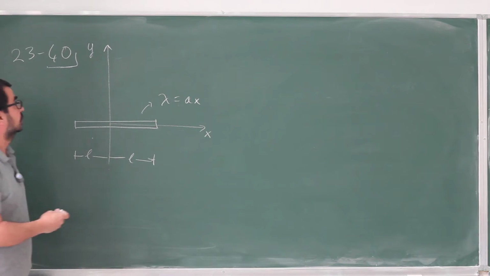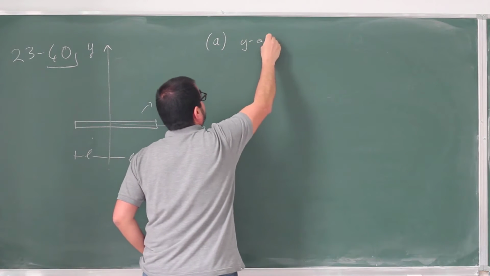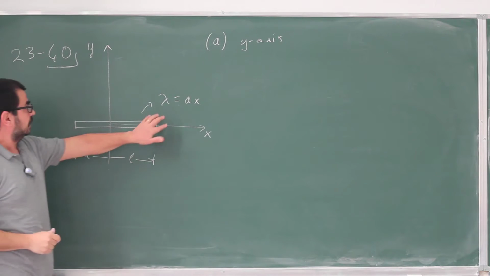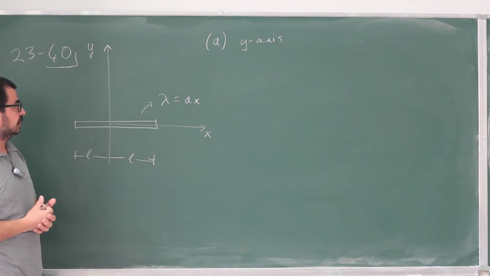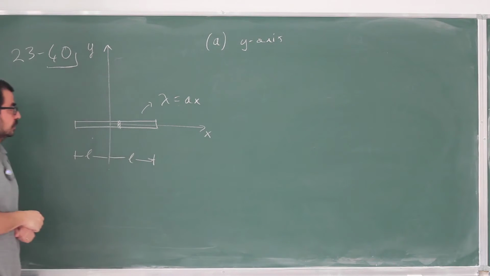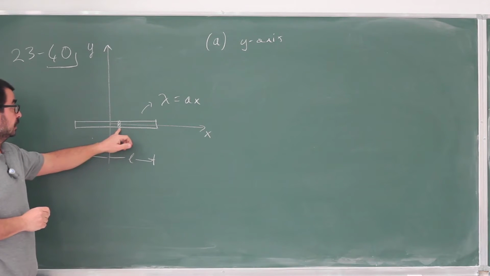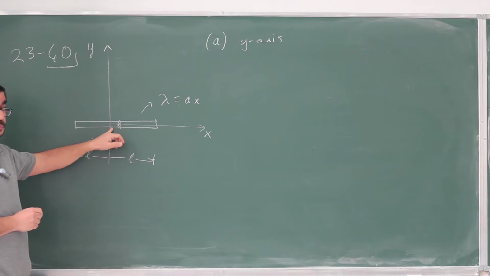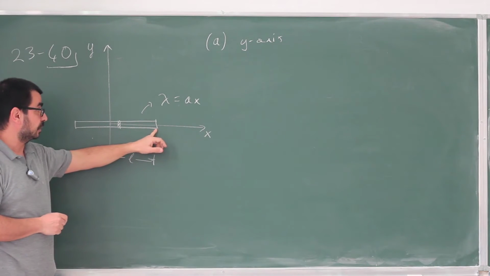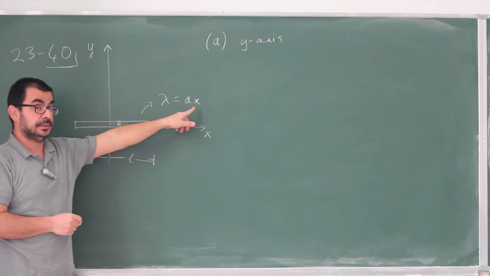Okay, so let's start with part A, y-axis points. Now, when you look at this charge density, and if you consider a little part on this rod, the charge on this little part is going to get smaller and smaller as you come to the origin, and larger and larger as you move away from the origin. It's going to have its maximum value at the end of the rod, and as you pass through the origin, it's actually going to change sign.